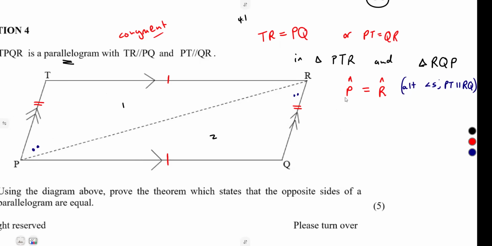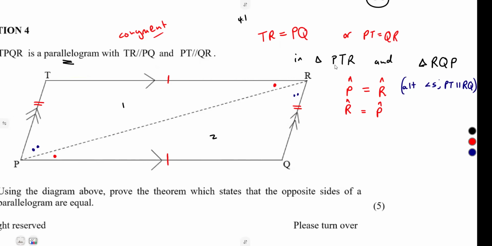Let's move on. Another part that we can have are the angles TRP and then RPQ, alternate angles again from these two lines that are parallel, this time from TR and PQ. So we can consider that. So in triangle PTR, angle R is equal to angle P.